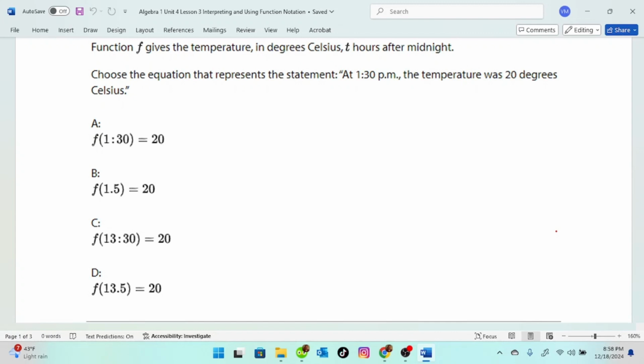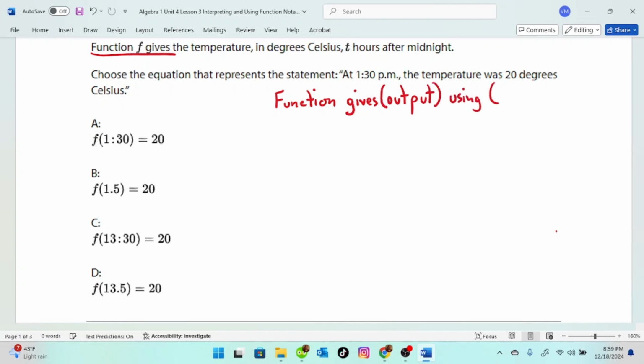So some key words that we want to notice here. Function f gives. Anytime you see function gives, you have your output using the input. They will always word it this way.